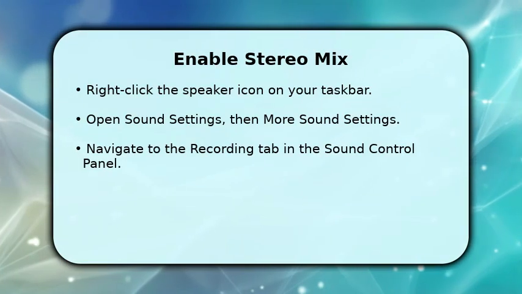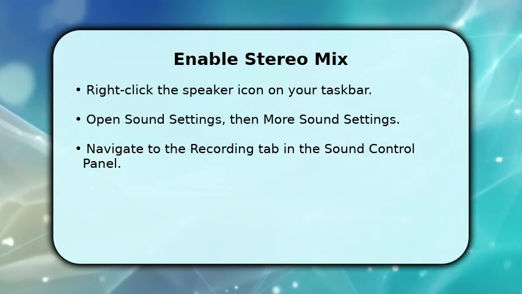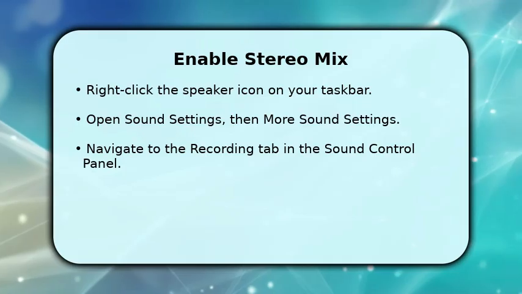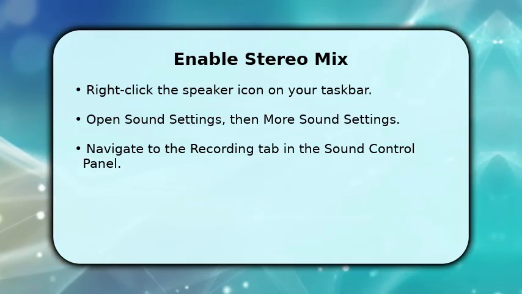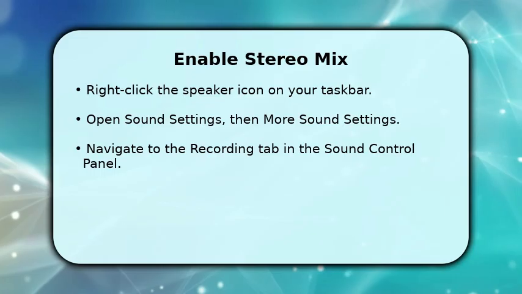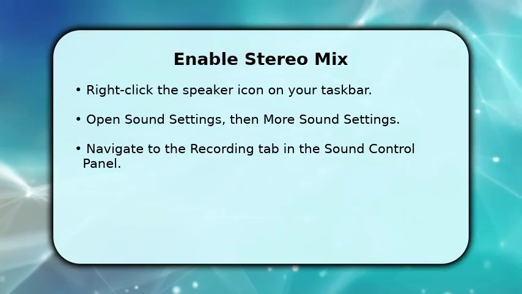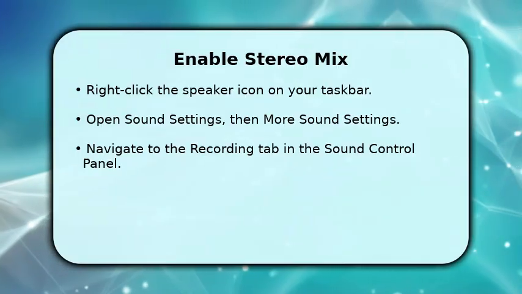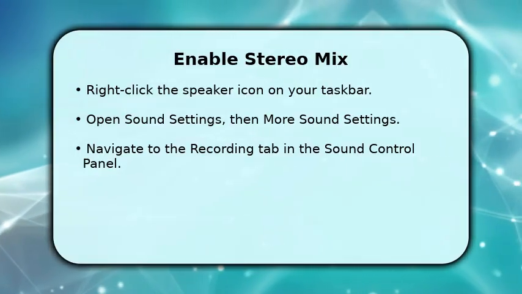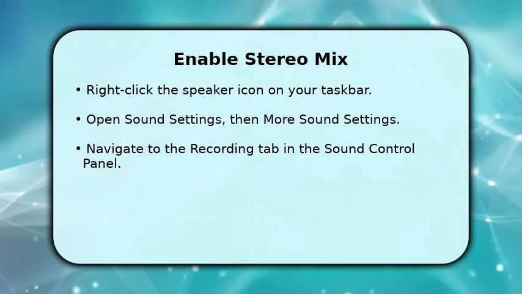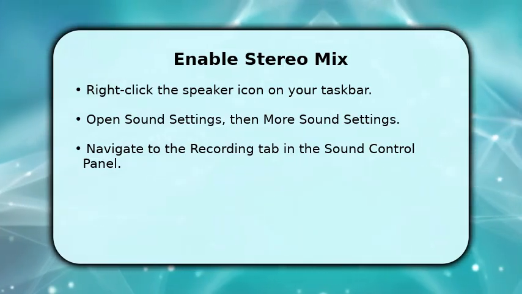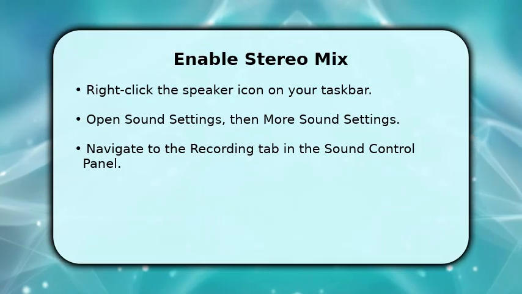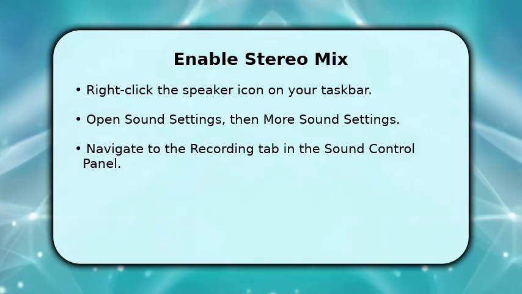To enable Stereo Mix, begin by right-clicking the speaker icon in your system tray. Select Sound Settings, then scroll down to find More Sound Settings to open the classic sound control panel. Once there, click on the Recording tab. If you don't see Stereo Mix, right-click in the empty space and ensure Show Disabled Devices and Show Disconnected Devices are both checked. Then, right-click on Stereo Mix or What You Hear and select Enable.